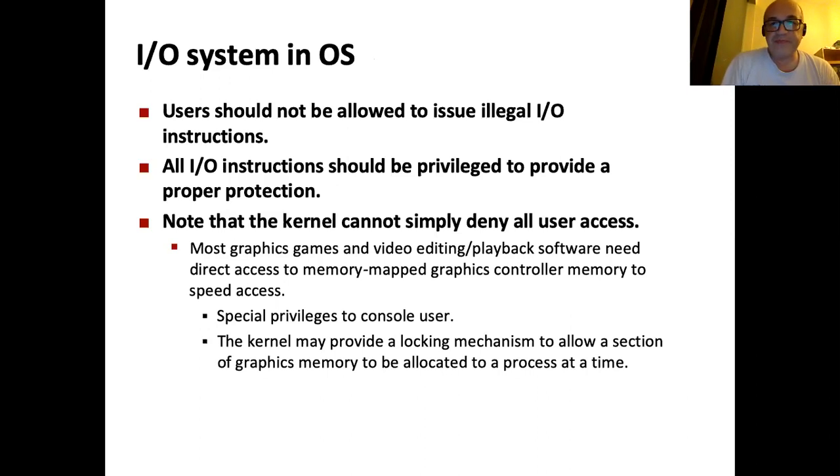In order to provide abstraction, some of the facilities are controlled only by the kernel, and direct access from the user is just forbidden. But this is not always true, especially for console users. We need special privileges in order to provide direct access to video cards, memory, and video playback, and so on. So there are different mechanisms you have to take care of in order to provide these exceptions and so on.